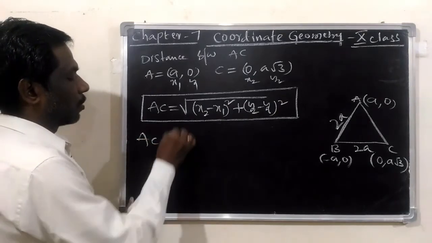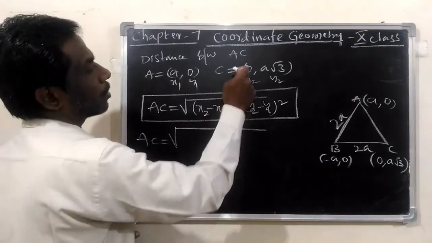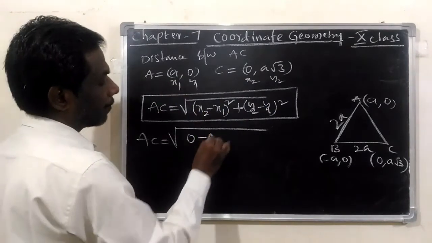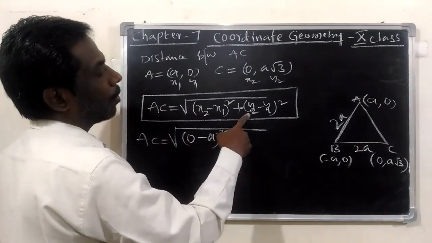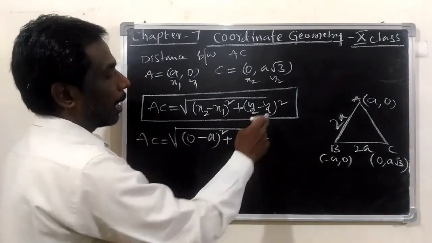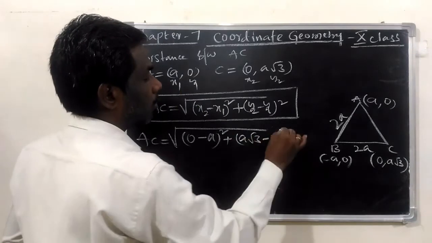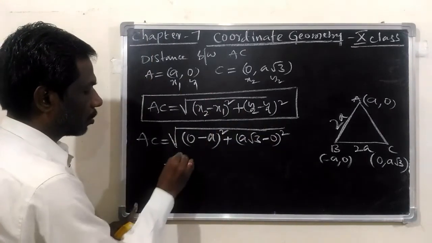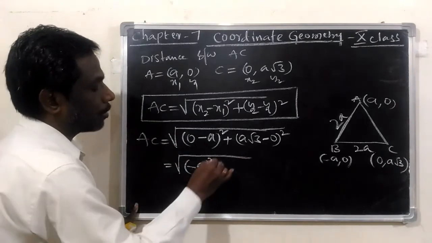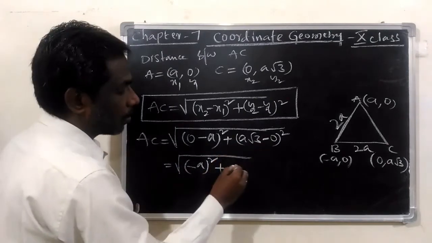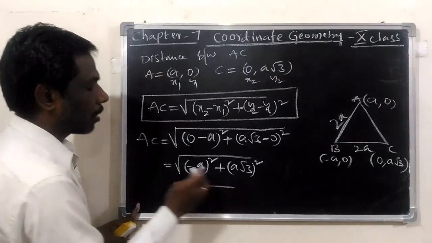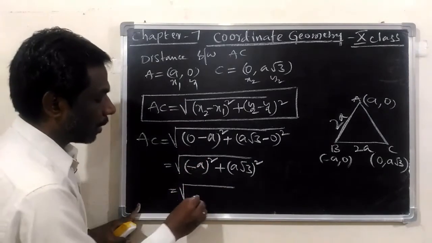AC equals under root of x2, which is 0, minus x1, which is a, whole square, plus y2, which is a root 3, minus y1, which is 0, whole square. That equals under root of (0 minus a) which is minus a whole square, plus (a root 3 minus 0) which is a root 3 whole square. Minus square is plus, so a square.